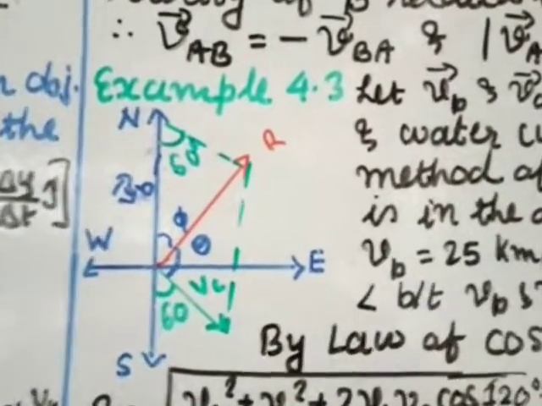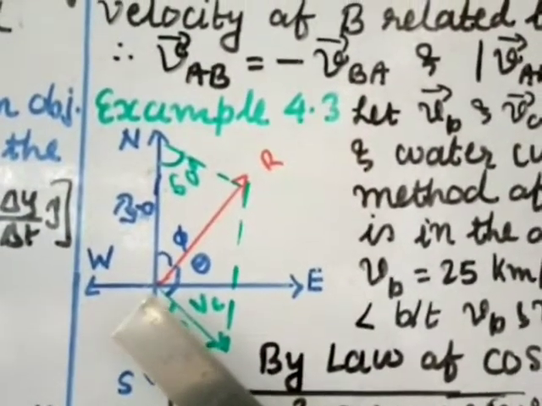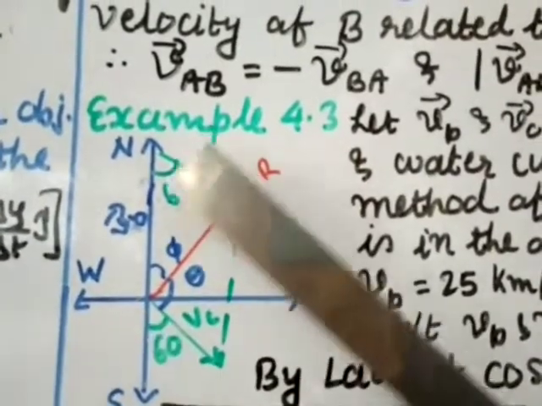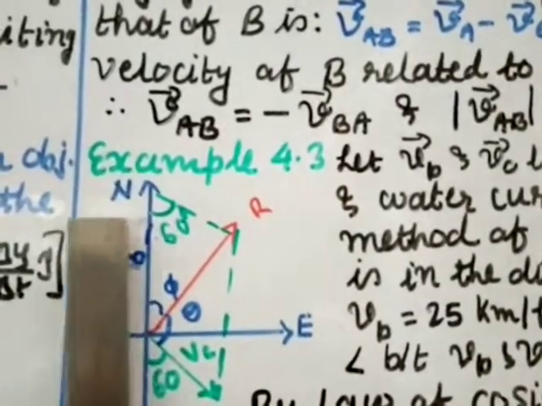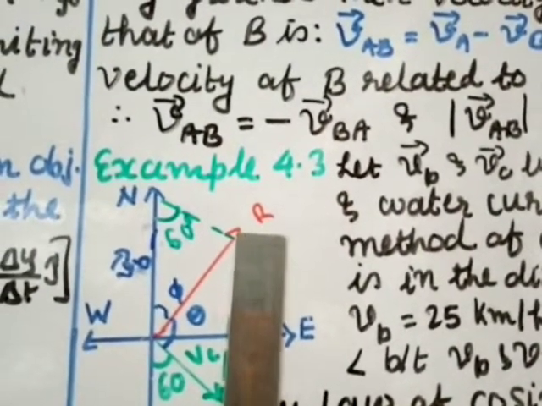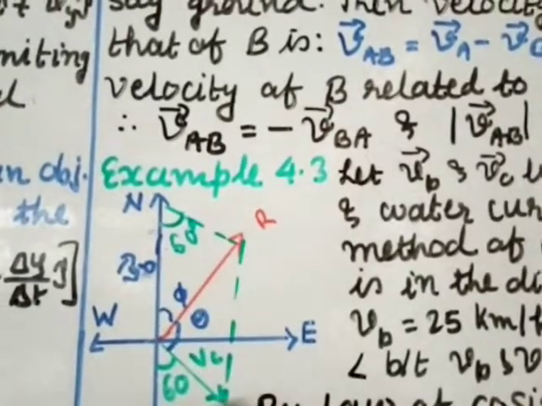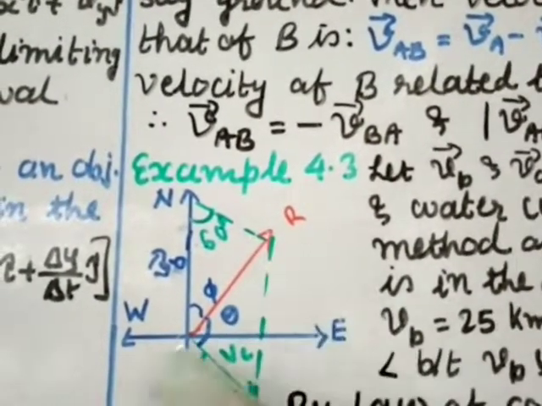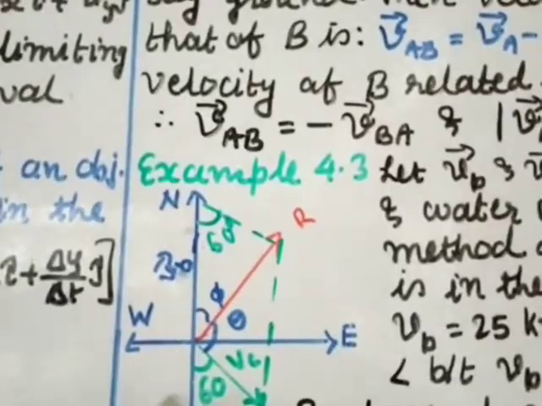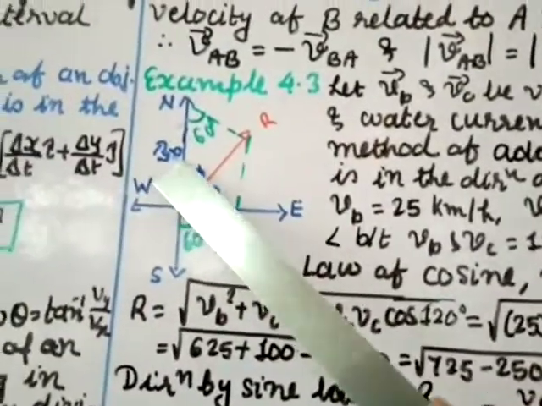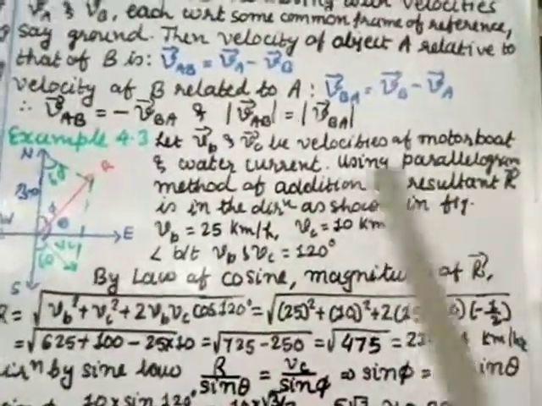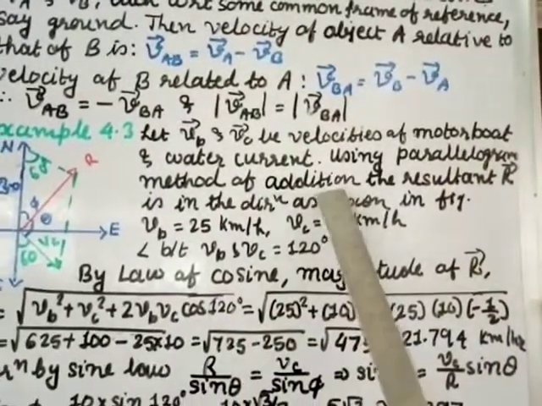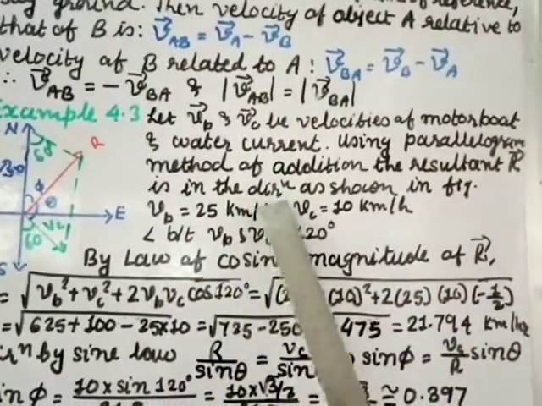Now if I draw a parallel line to this from here, and to this VB if I draw a parallel line from here, then you complete the parallelogram. Then from the common point you draw a diagonal and this will give you the resultant of VC and VB, the sum of VB and VC. Using the parallelogram method of addition, the resultant R is in the direction as shown in the figure.